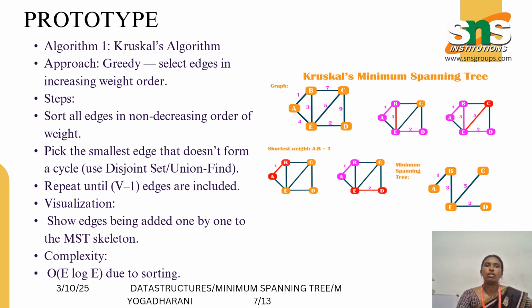Kruskal's algorithm is edge centric, where we sort all edges by weight and keep picking the smallest one that does not form a cycle, which we check using the disjoint set union and find structure. We should stop when we have got V minus 1 edges. So think of it as connecting the cheapest road between the cities without forming loops. Its efficiency comes from sorting the edges, big O of E log E.